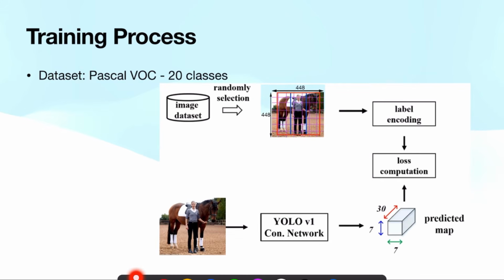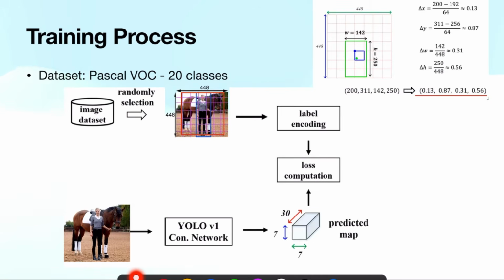You take the Pascal VOC dataset here and randomly select some of the data. Even though I am representing it as an image, from this particular path we are only taking the ground truth labels. The label encoding is the process I have explained: whatever coordinates we get, we convert into relative coordinates with respect to the grid cell. This is called the label encoding process. Once I have the labels encoded, I pass them to the loss function. This is one branch. We got it ready here. Let's keep the labels here.